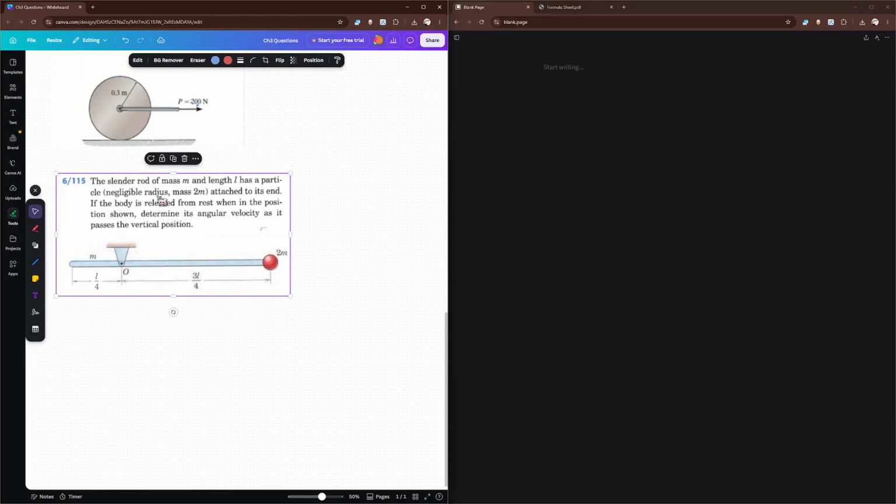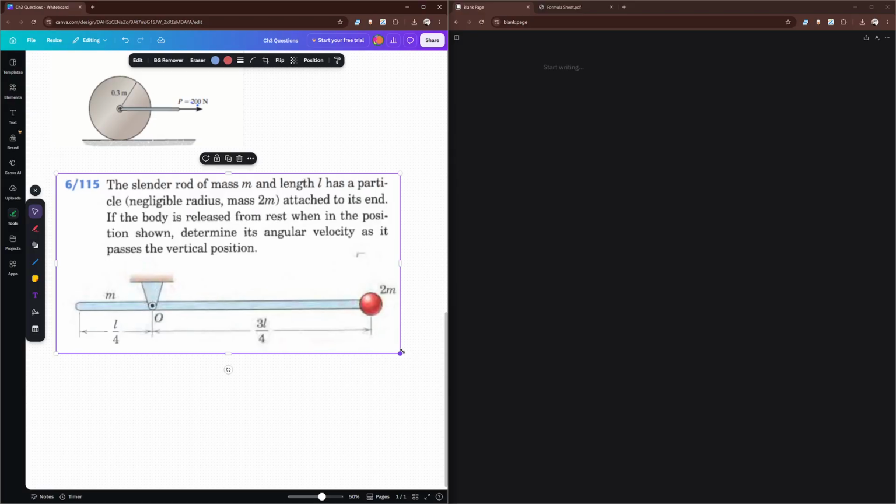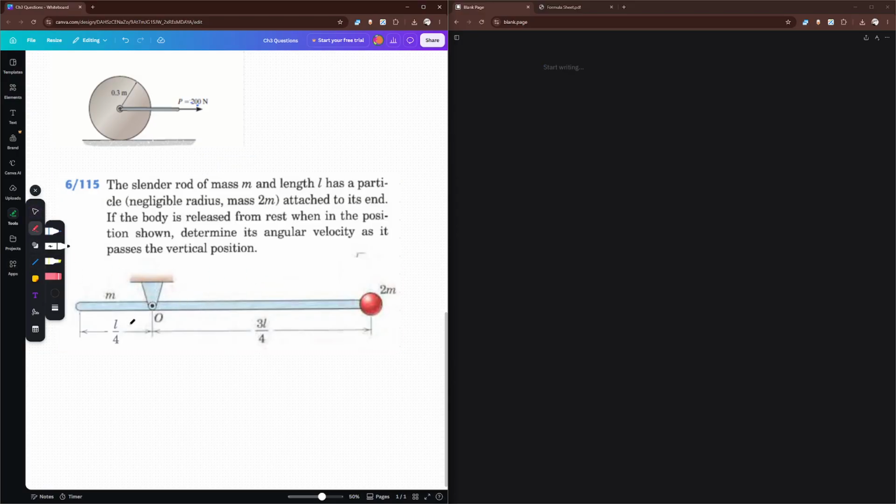The slender rod of mass m and length L has a particle of negligible radius, mass 2m, attached to its end. If the body is released from rest in the position shown, determine its angular velocity as it passes the vertical position. So we need the angular velocity as it passes the vertical position, and that's pretty easy, obviously. First, we can draw out some things that we need to know, right?